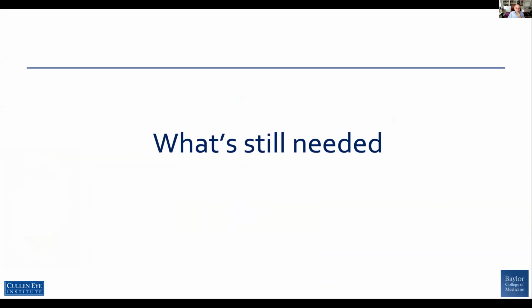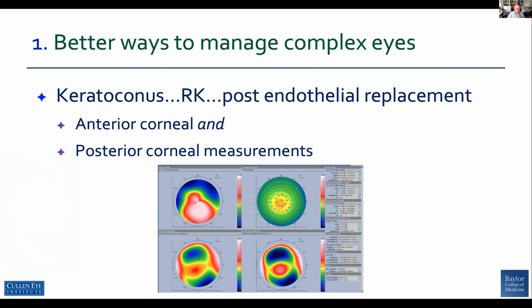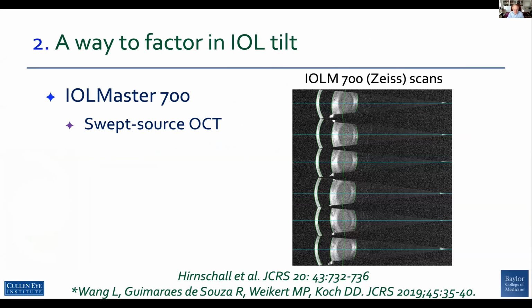Well, what do we still need to do? We need to do better, as I mentioned, in our eyes with irregular corneas and those that have had any form of endothelial replacement. For these eyes, we need not only better posterior corneal measurements, but I think we really need better anterior corneal measurements, as we've discussed. We need to factor in IOL tilt.